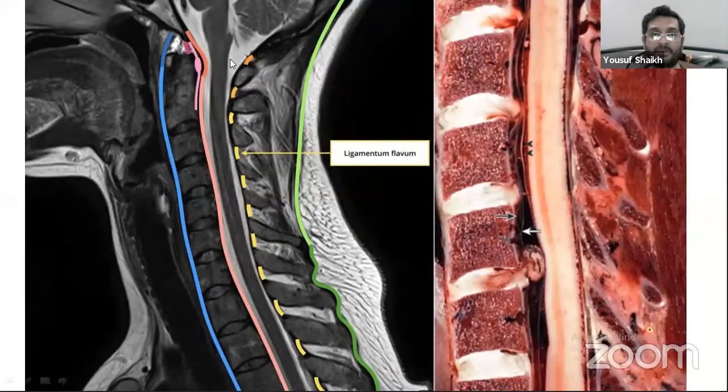So if we talk about it in a sagittal MRI, we can appreciate that the blue line indicates the anterior longitudinal ligament, the pink line indicates the posterior longitudinal ligament, the yellow lines indicate ligamentum flavum, and then we have this green on the apex of the spinous process indicating supraspinous ligament. Similarly, this is the cadaveric dissection showing the nucleus pulposus that has protruded out, and this is the case of disc prolapse causing compression on the spinal cord.